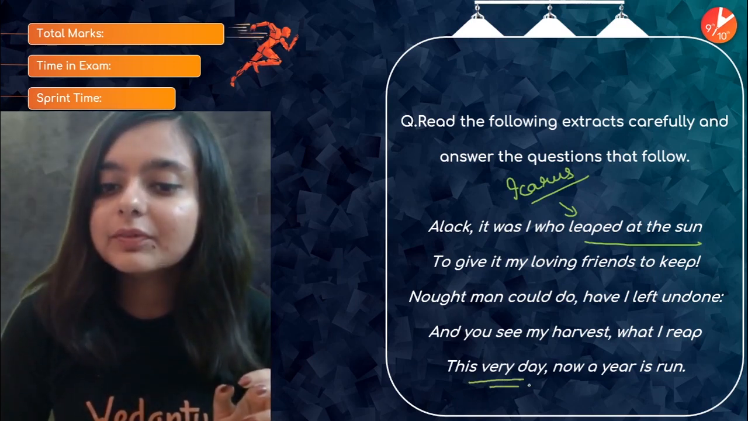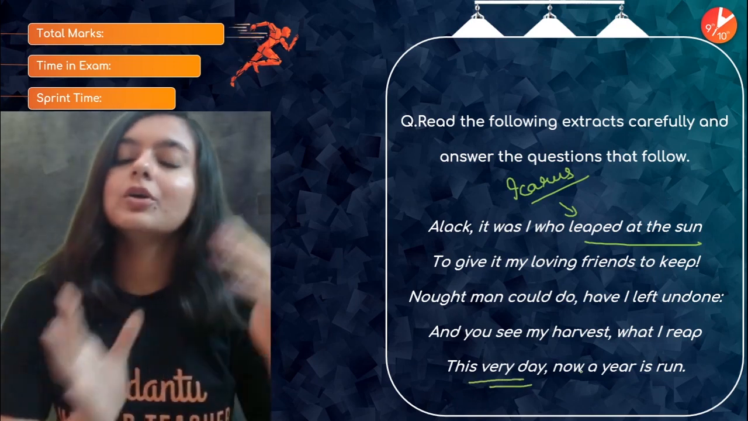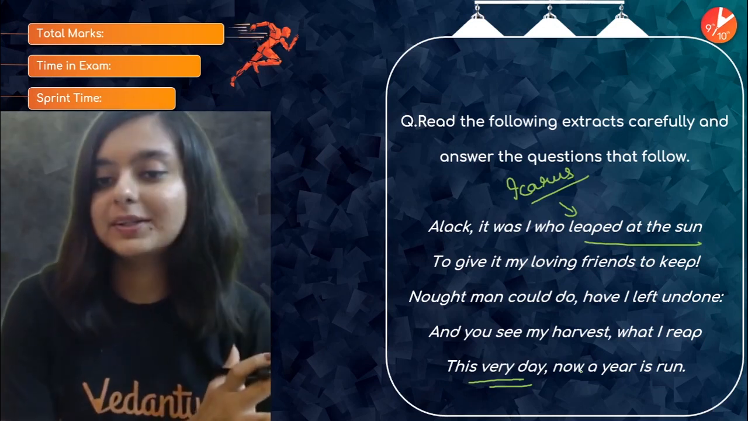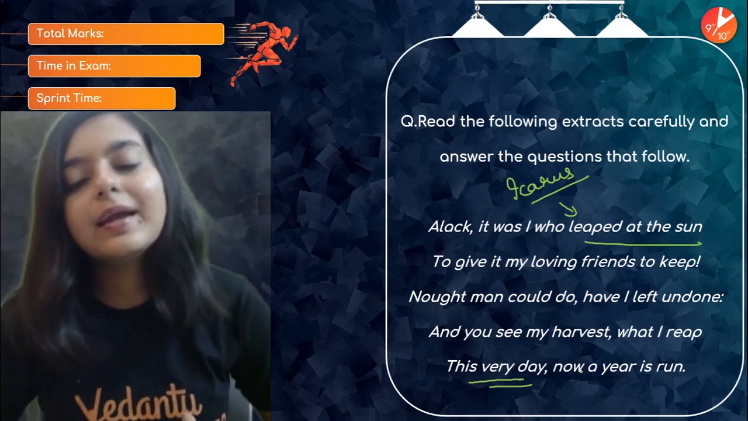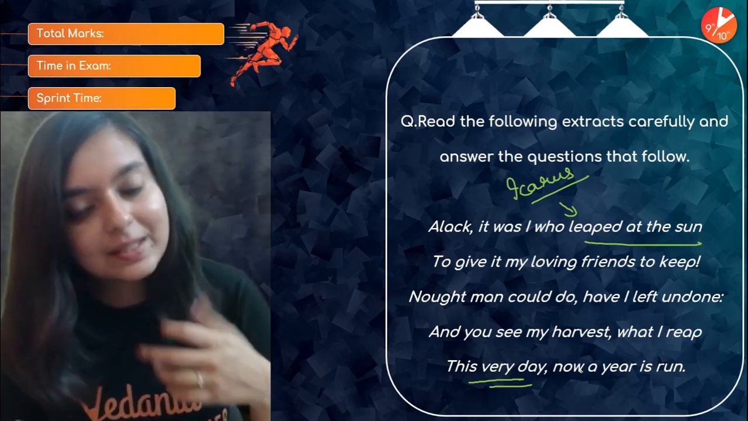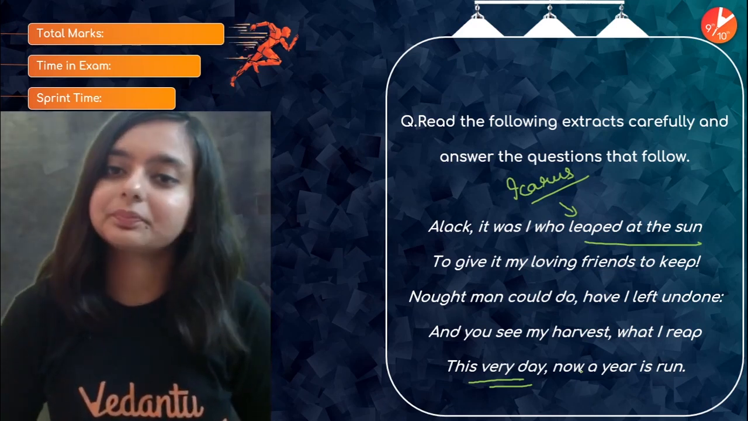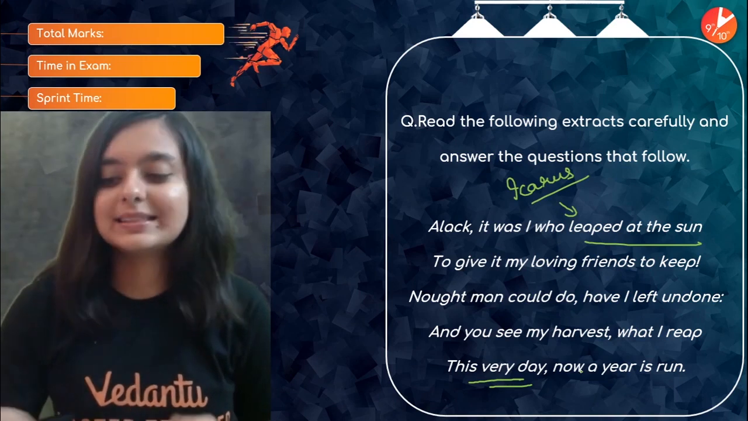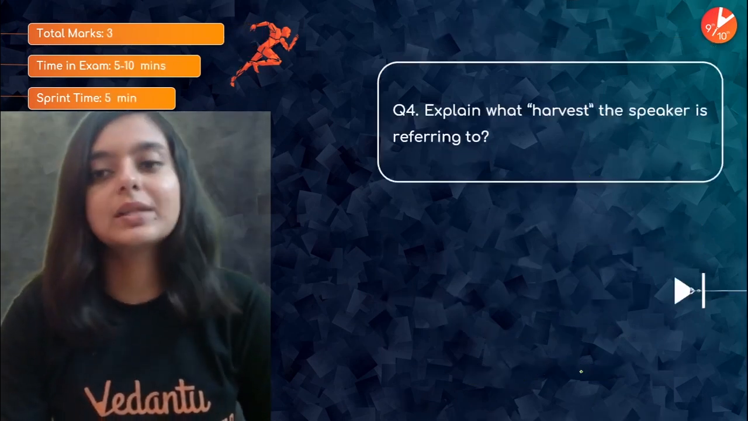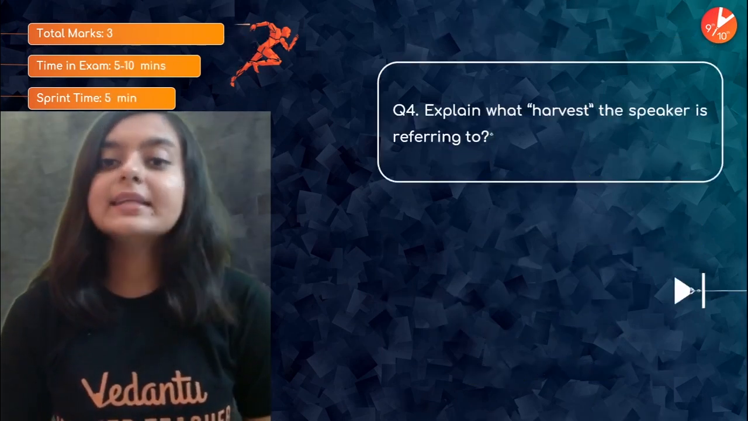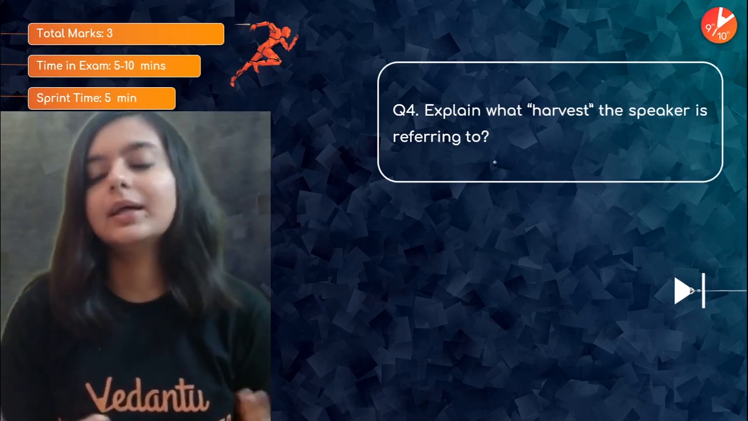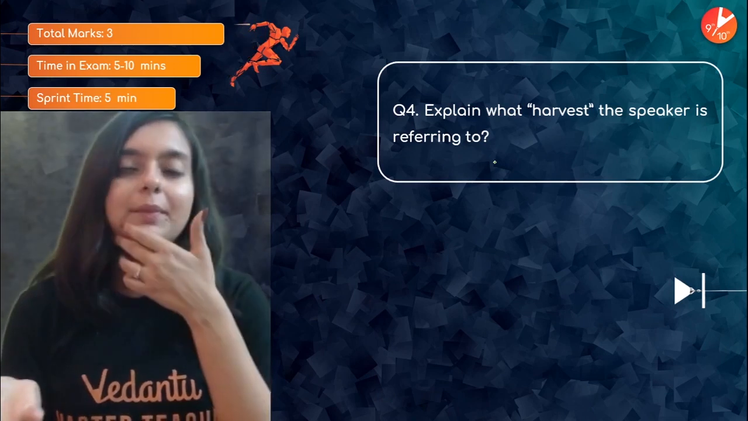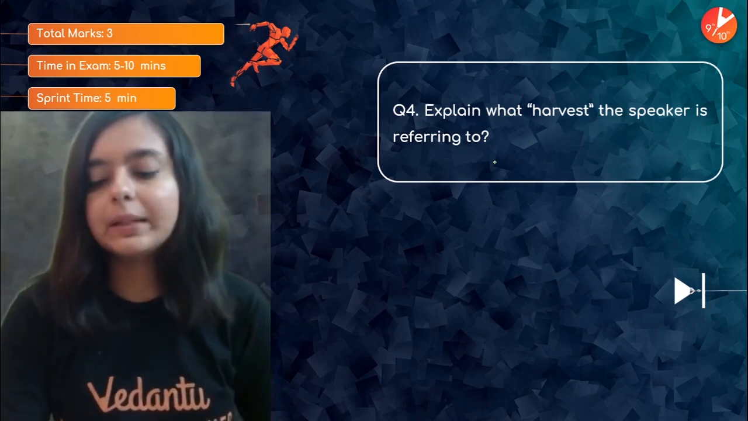And this is the very day when all those things had happened. So he is now reminiscing about his past. On this very day, what is going to happen is, of course, his execution. Okay, so let's see what happens. What is the question that has been asked to us? That is, explain what harvest the speaker is referring to. Harvest is what you reap, right?